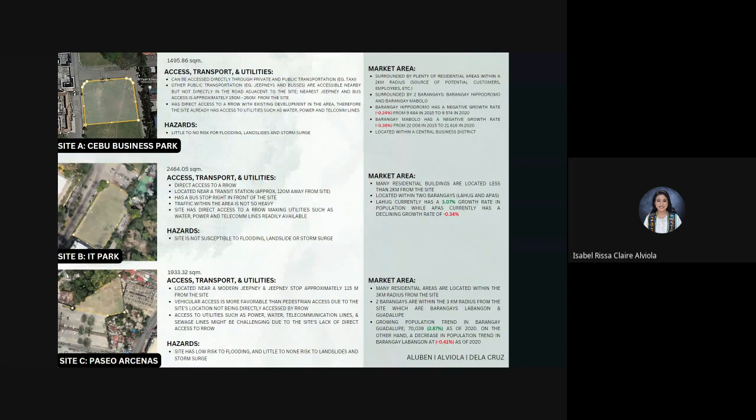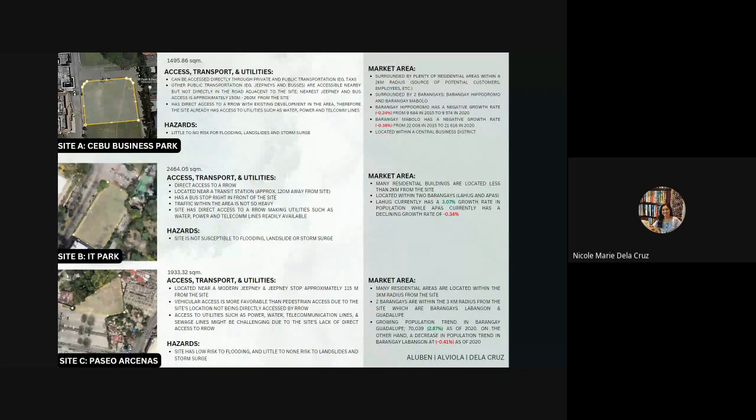And for its population trend, Lahog has an increasing population trend, whereas Apas has a decreasing population trend. So for the third site, we have in Paseo Asenas, Banawa. It's located near a modern jeepney stop, and the vehicular access is more favorable than pedestrian access, and access to utilities is a challenge because it's not located near a road right of way.